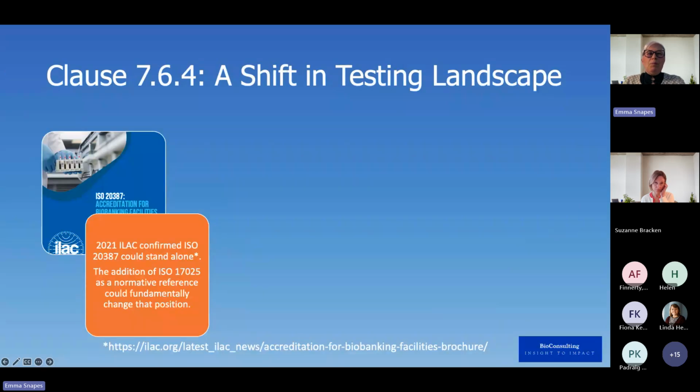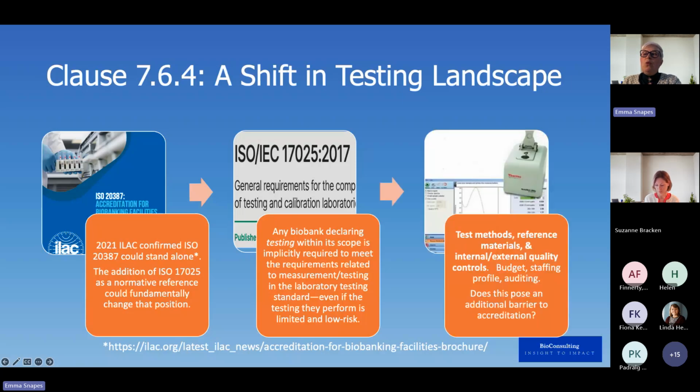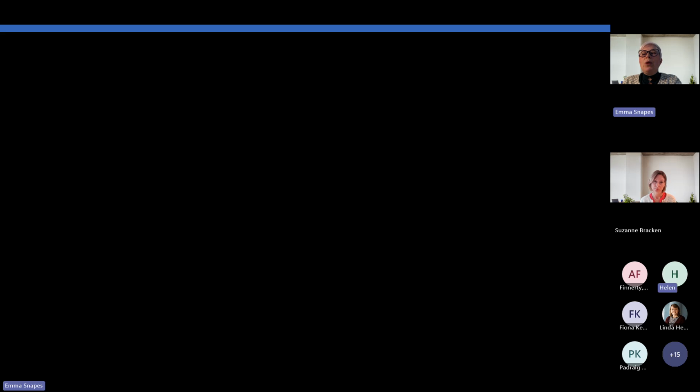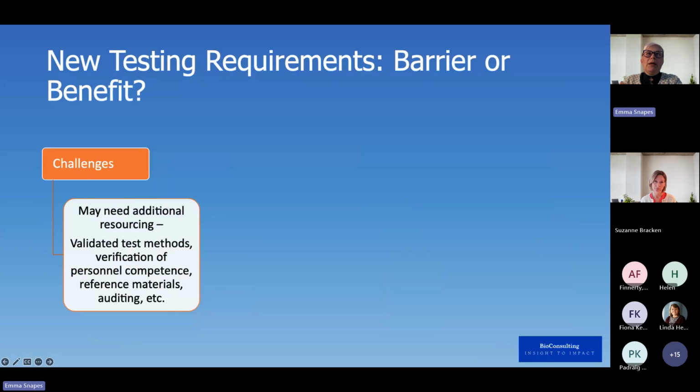But let's just pull that out a little bit further. In 2021, ILAC confirmed that ISO 20387 could stand alone, but this addition of ISO 17025 as a normative reference could fundamentally change that. Any biobank that's declaring testing within its scope will be required to meet those measurement and testing requirements in the laboratory testing standard, even if the testing that they perform is limited and low risk. So what you need to determine is whether this poses an additional barrier to accreditation for your biobank.